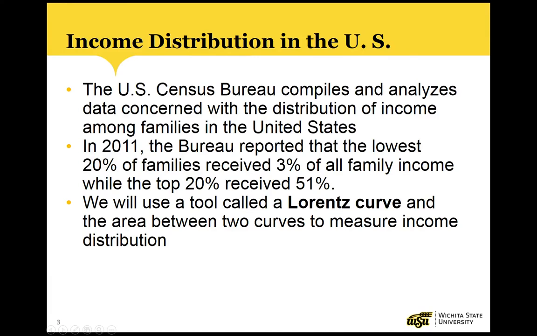The United States Census Bureau compiles and analyzes data concerned with the distribution of income among families in the United States. In 2011, the Bureau reported that the lowest 20% of families received 3% of all family income, while the top 20% received 51% of that income. We will use a tool called a Lorenz curve and the area between two curves to measure income distribution.